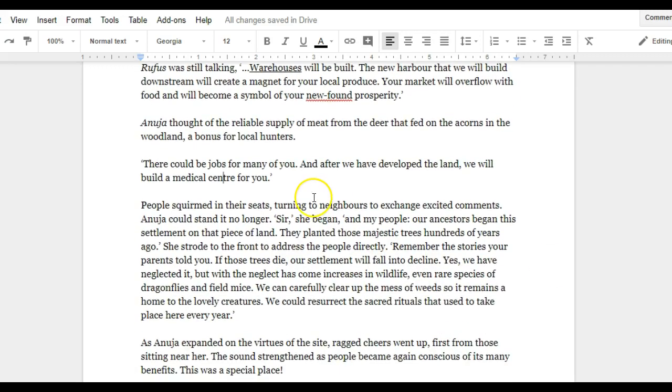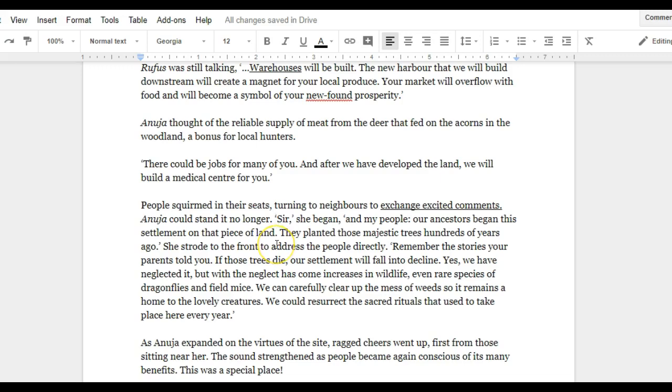People squirmed in their seats, turning to neighbours to exchange excited comments. Now, we don't have a crowd that's divided anymore. This is a crowd that's now on one side. So if I'm tracking that idea of eagerness through, and that balance that we had at the beginning, now we don't have a balance any longer, and Anuja is very much isolated, the only person who feels this is worth the Titanic battle. So she seems to be the only person that's still on that side.